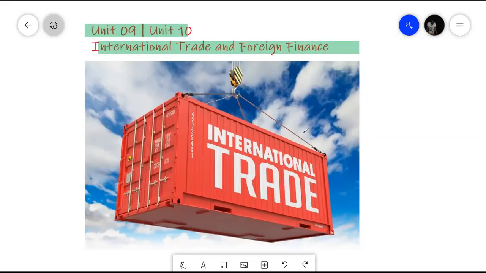How this unit was structured is, if you look at the previous syllabus, the syllabus before 2019, that is 2018 and before, unit number 9 and 10 was one unit. The entire unit was one big unit with international trade and foreign finance, that is the exchange rates, BOP, everything together. But from 2019 onwards, they split this unit into two. That is how you have two units now. Earlier you only had one unit.